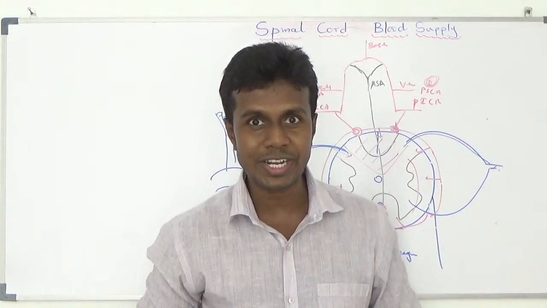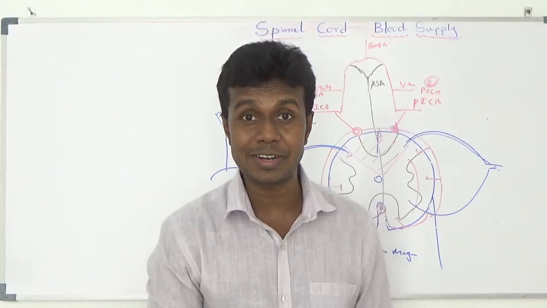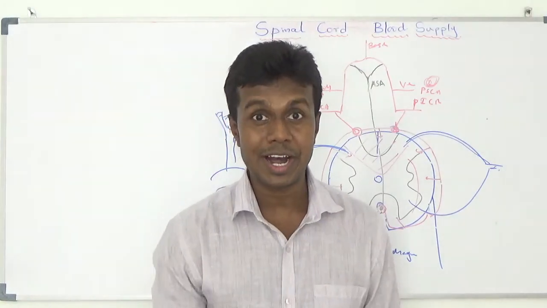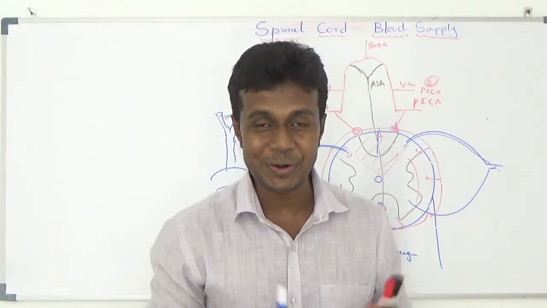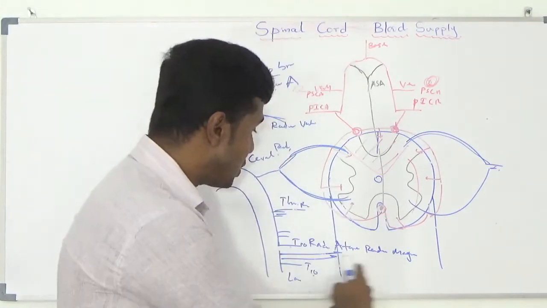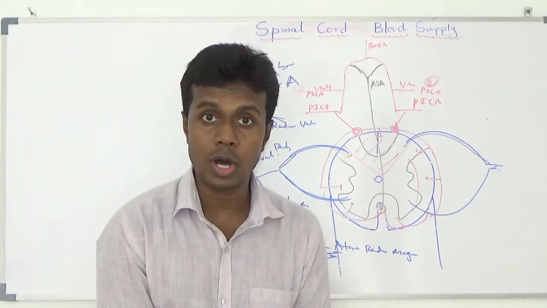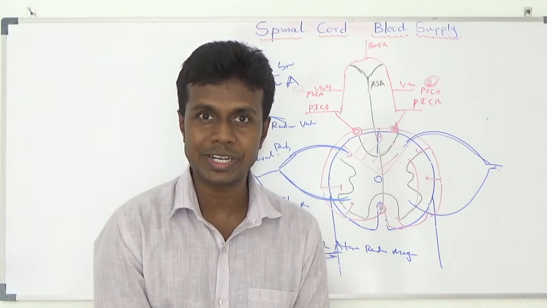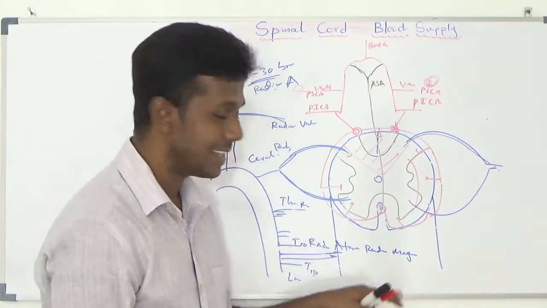I don't know how to write it. The person who discovered that one is Adamkiewicz. I don't know how to pronounce it. So it is commonly called arteria radicularis magna. They have to donate the whole mark if you write that.